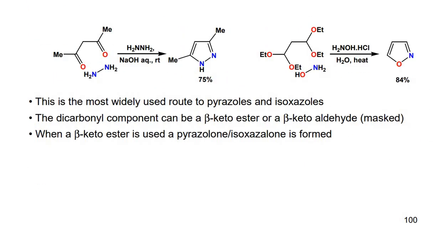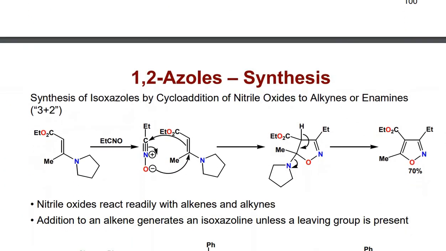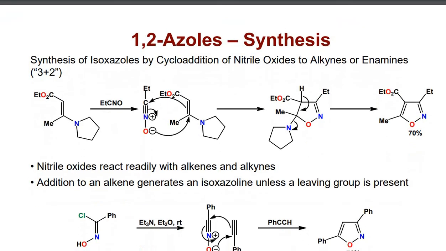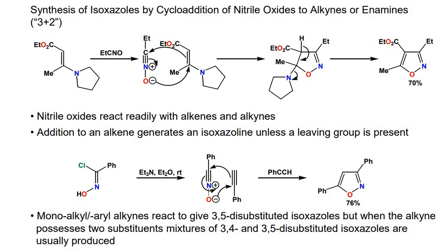This is very important. This is the most widely used route to pyrazoles and isoxazoles. The dicarbonyl components can be beta-ketoesters or beta-ketoaldehydes. When a beta-ketoester is used, pyrazolone and isoxazolone are formed. So look at the 1,2-azole synthesis, 3+2 scheme. Nitrile oxides react readily with alkenes and alkynes. Addition to an alkene generates an isoxazoline unless a leaving group is present.